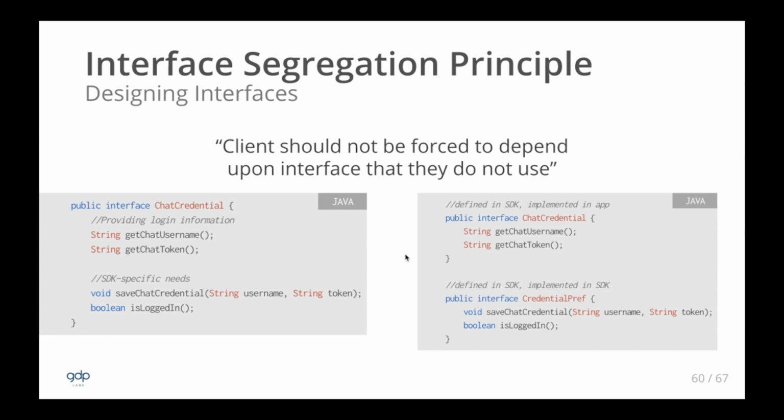So we decided to apply this interface segregation principle, and we split it into 2 interfaces. The chat credential is defined in the SDK and implemented in the third-party application, while the credential pref is defined and implemented in the SDK. We make it into an interface just so we could invert the dependency direction.